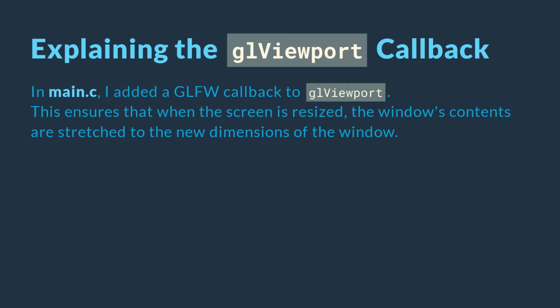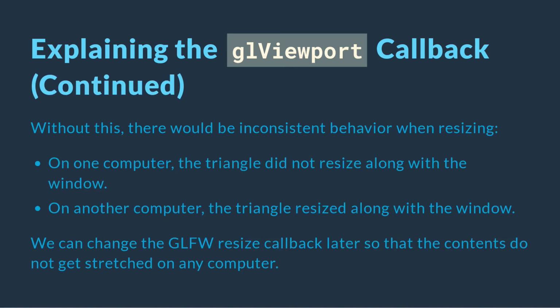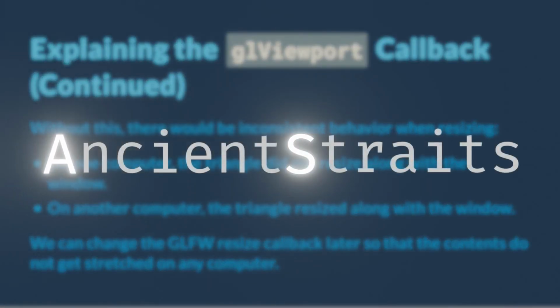I added a glfw callback to glViewport in main.c to ensure consistent behavior. Without this modification to the code, the program would behave differently on different devices. We are now done with drawing a triangle to our screen. Later on Ancient Straits, we will learn more about shaders and vertex attributes.